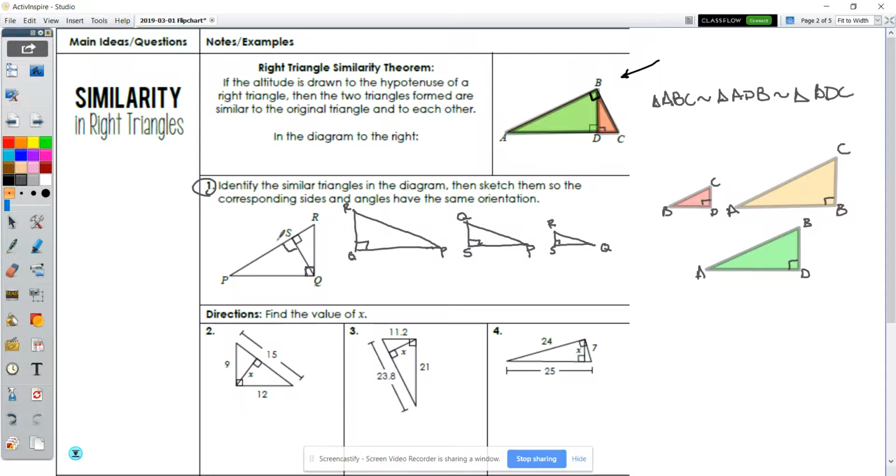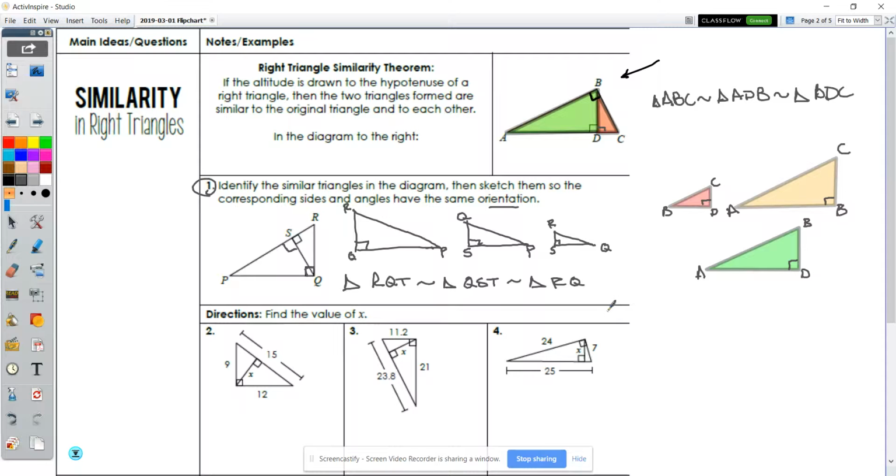So when I ask you to identify the similar triangles in the diagram, then sketch them so the corresponding sides and angles have the same orientation. That's what it's talking about. The same orientation means they're all sitting the same way. The triangles that are now similar would be RQT, similar to triangle QST, similar to triangle RSQ.